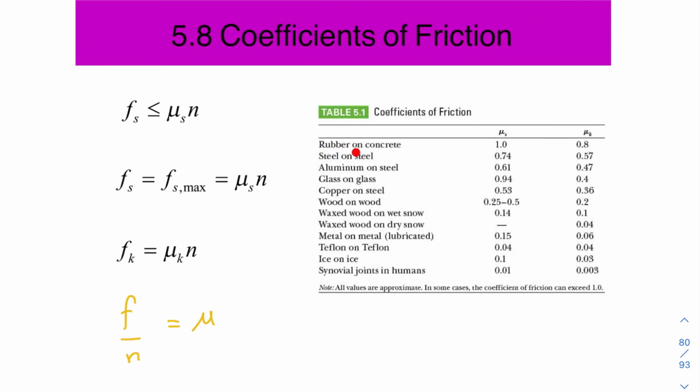This is between rubber and concrete. It means that the object is confirmed not to move at all. It won't possibly be in motion, for the static region here. For static mu.